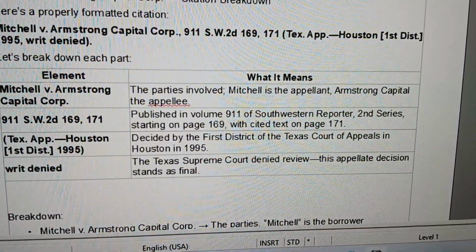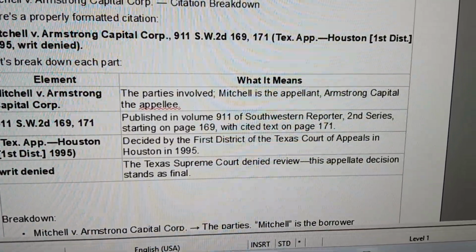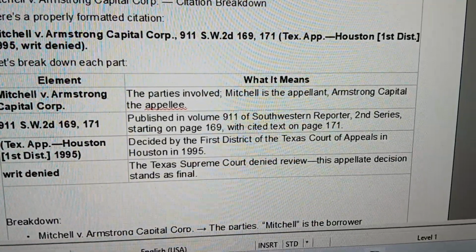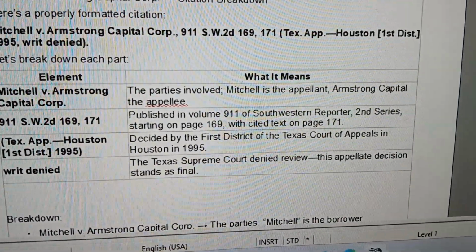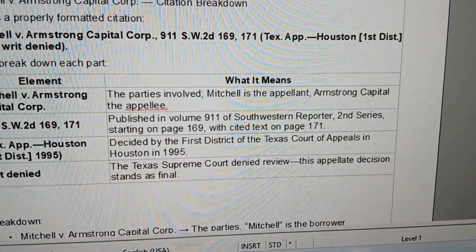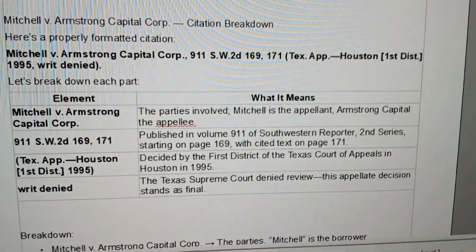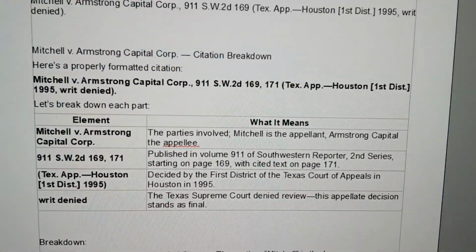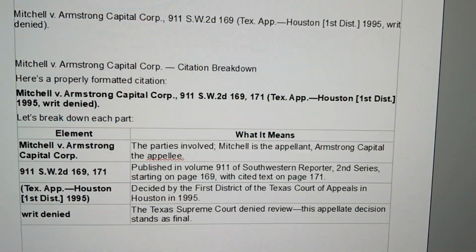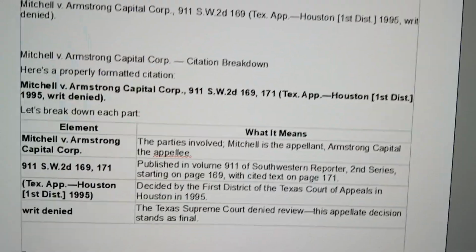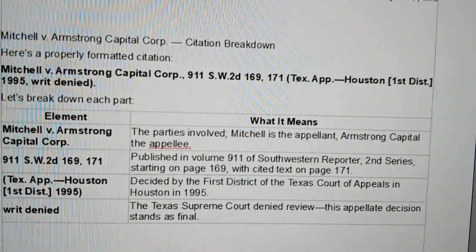And it says Texas Appellate. Okay, so it's decided by the 1st District of Texas Court of Appeals in Houston, and the year was 1995. The writ was denied. The Texas Supreme Court denied review. This appellate decision stands as final. In other words, this case was remanded back because JP courts do not have jurisdiction to adjudicate any title disputes.